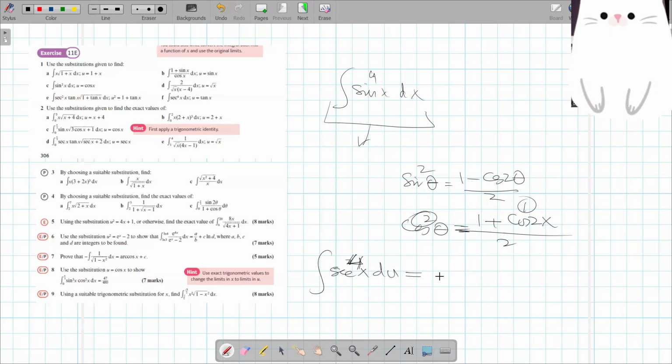This is again a class of questions: sec power 4, sec power 6, even powers of sec. Well, if the substitution is u equals tan x, actually, what you will do, you know that whose derivative is sec square?